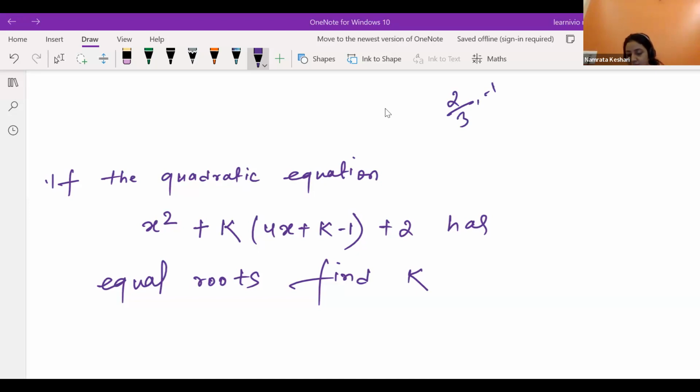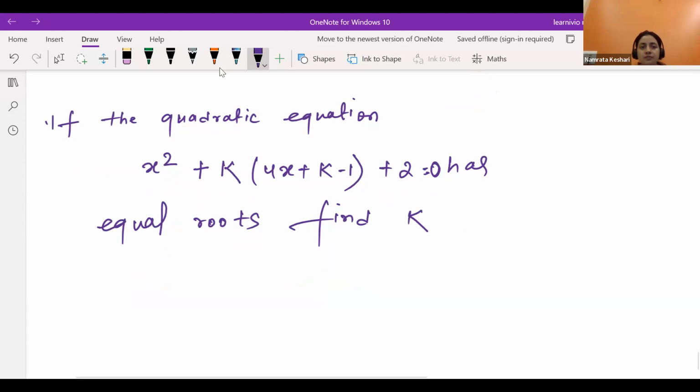Ma'am, we also had to equate this equation, right, to zero. This quadratic equation, we had to equate it with zero, right? Equals to 0 minus 4. So let's do it. Okay, let's do it.